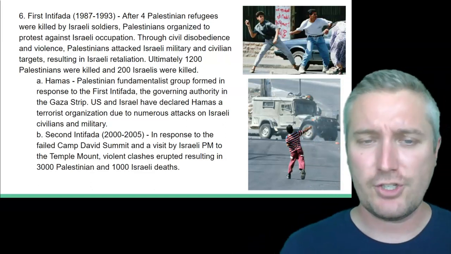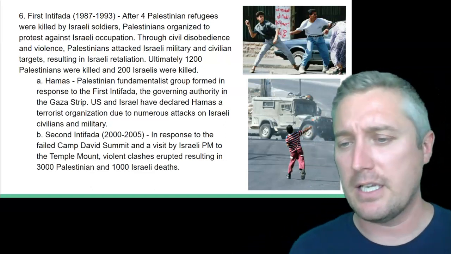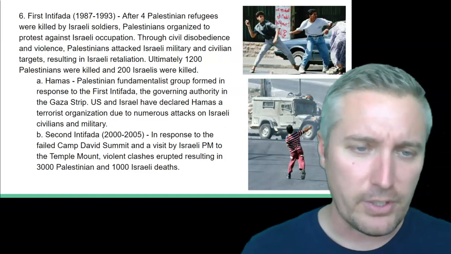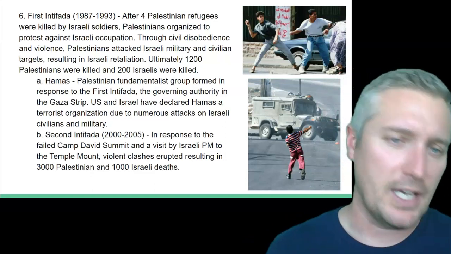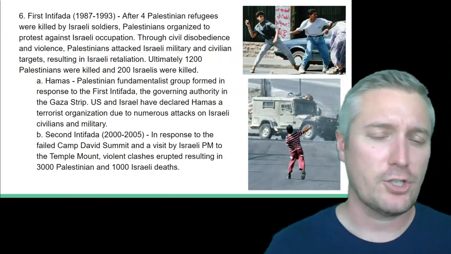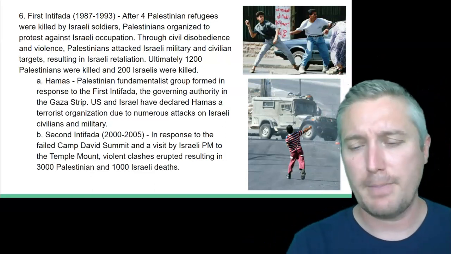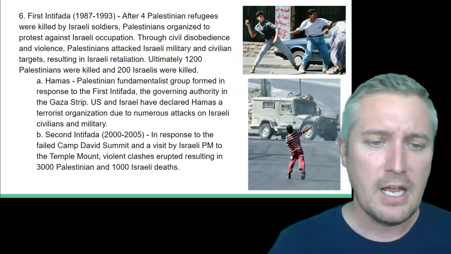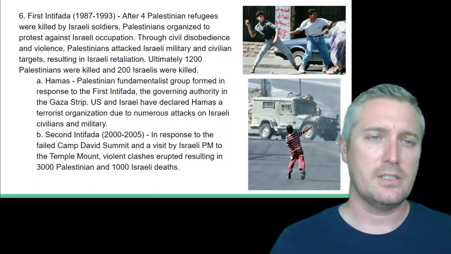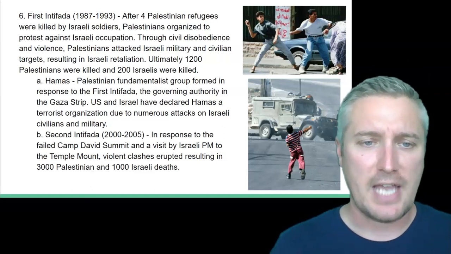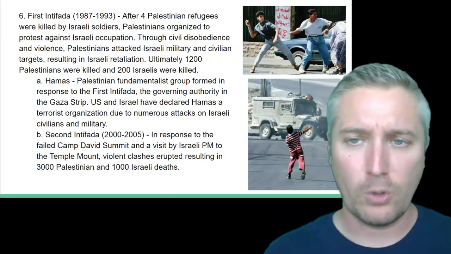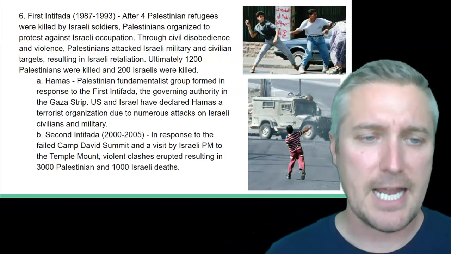You had Palestinians attacking Israeli military targets as well as civilian targets, which then resulted in an Israeli retaliation. Ultimately, 1,200 Palestinians would be killed and about 200 Israelis were killed. As a result of this first Intifada, you did have the establishment of Hamas, which I include because that is a very important group that we still hear a lot about today.